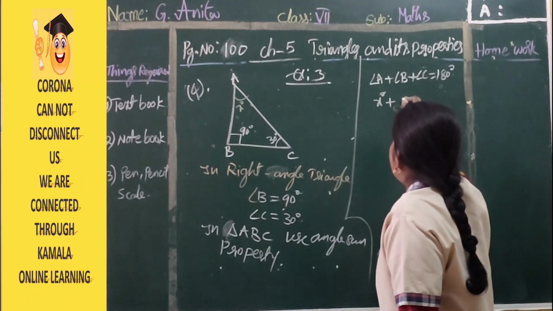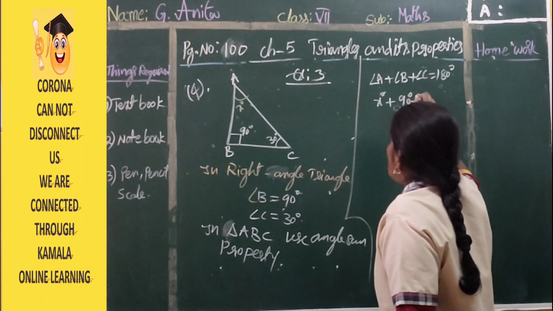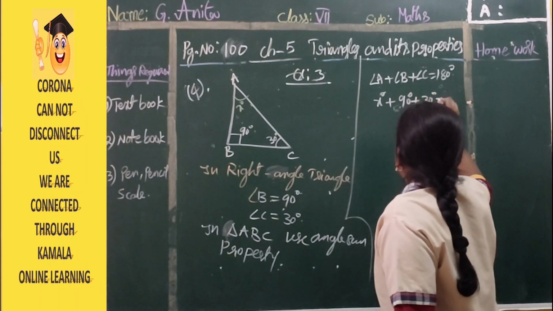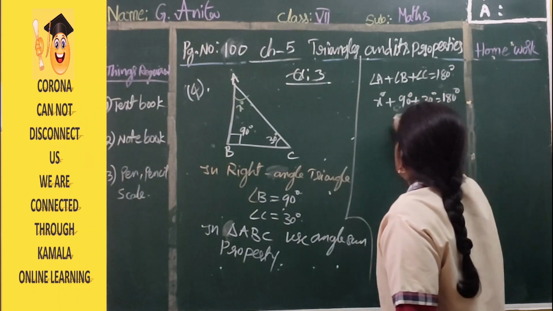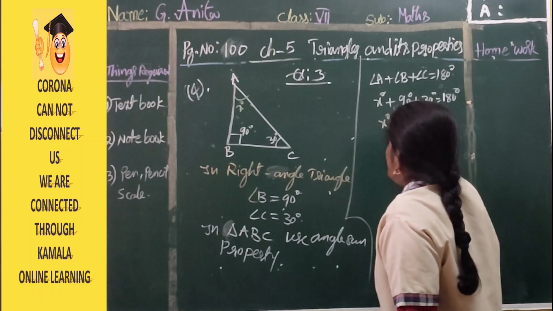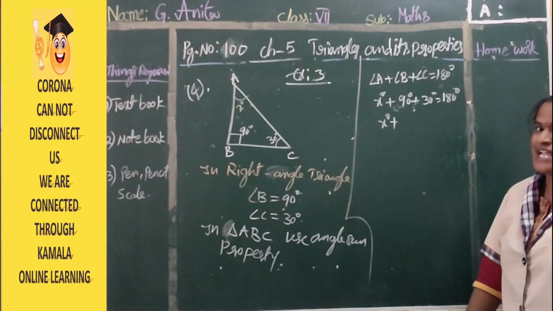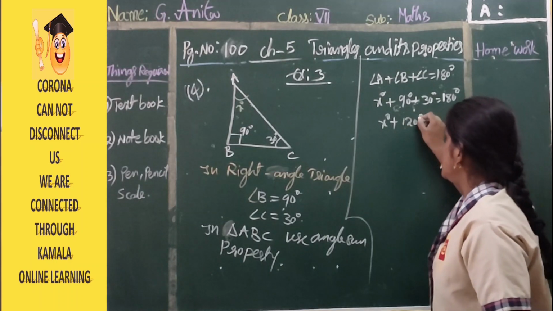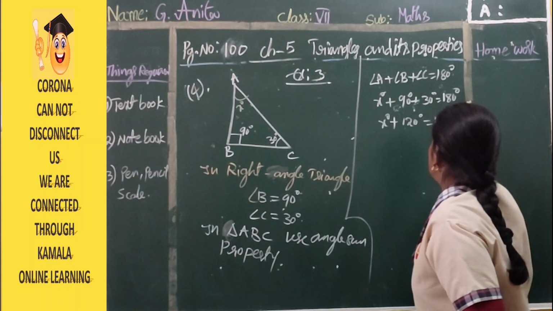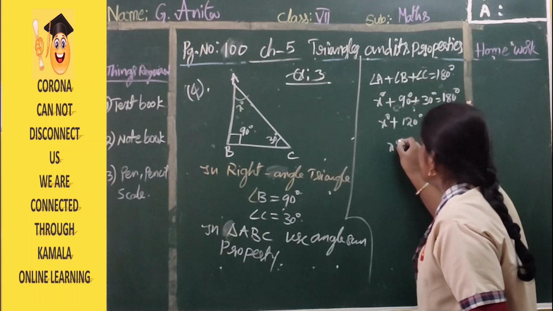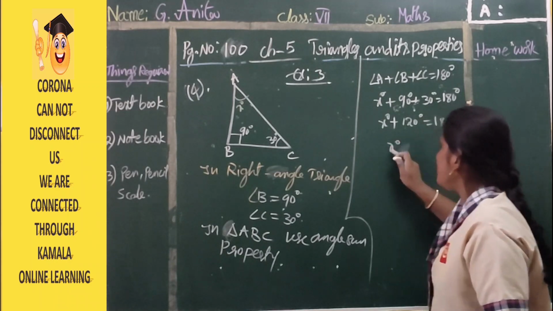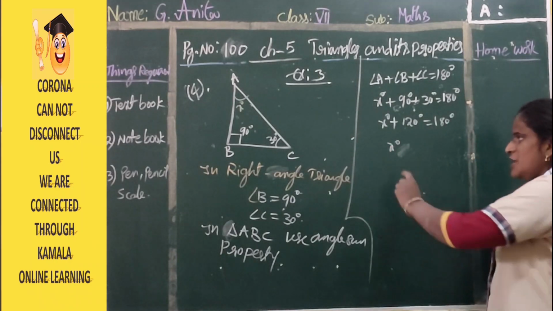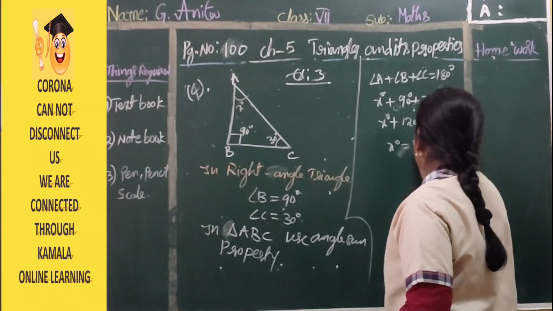So angle B is what? 90 degrees. Angle C is what? 30 degrees. It should be equal to 180 degrees. So x we need to find. Keep it like that only. 90 plus 30 is 120 degrees, is equal to 180 degrees. Here x degree plus 120, transpose 120 to that side.